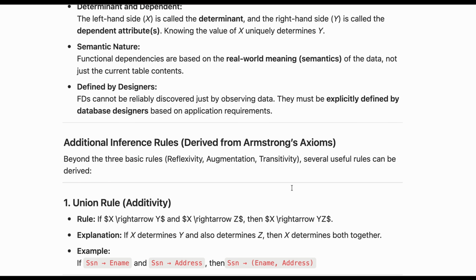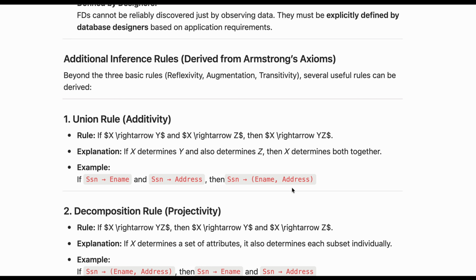Now let's move to the inference rules. Inference rules are used to derive new functional dependencies from the existing ones. They are based on Armstrong's axioms and their derived rules. So let's look at the important derived rules. The first one is the union rule. If X determines Y and X determines Z, then X determines both Y and Z together. For example, if SSN determines employee name and SSN determines address, then SSN determines both employee name and address.